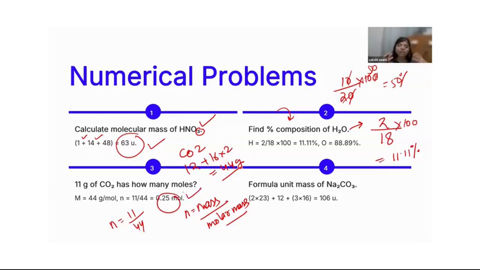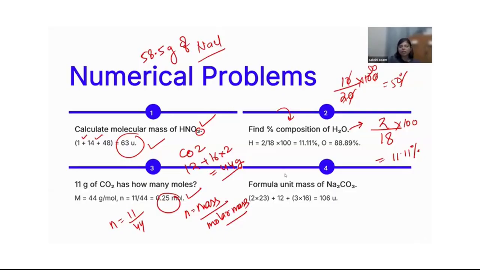So this is how they ask us to find out the number of moles of many different compounds. For you, I have a question. Find out the number of moles for 58.5 grams of NaCl, okay? Do it and you can comment the answer.